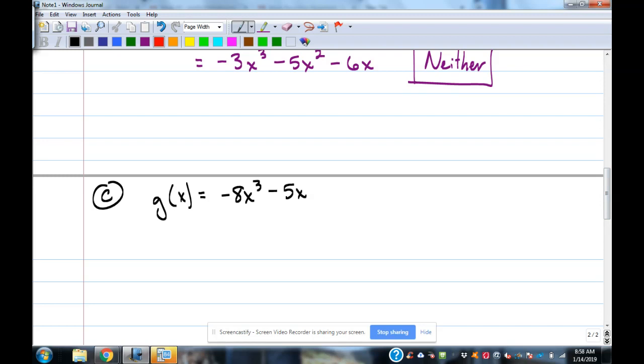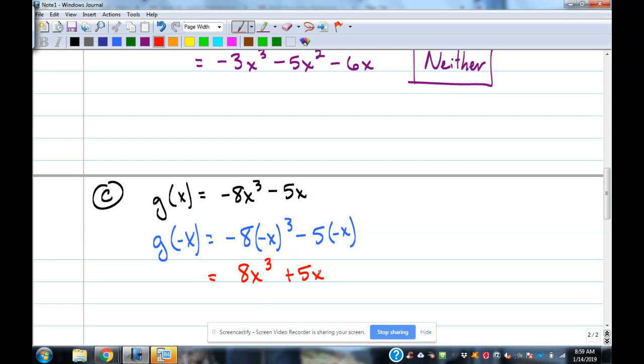Again, the test for odd, even, or neither. Plug in a negative x. So negative x to the third, we've done that already. That's negative x cubed. Negative x cubed times negative 8 would be positive 8x cubed. And negative 5 times negative x would be positive 5x, which is the what to the original?